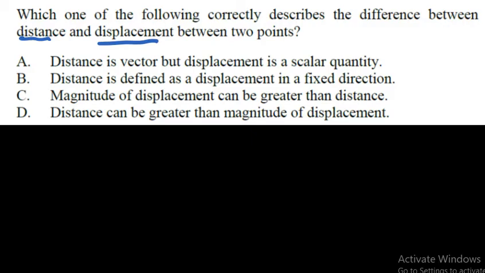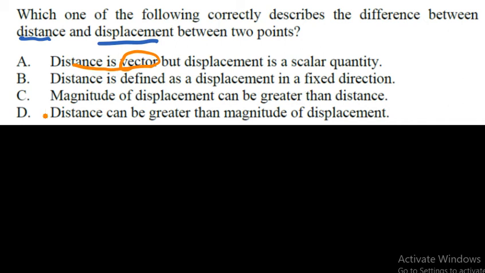So which one is the correct answer? Let us choose now. A, distance is vector, it says. No, the vector one is displacement, we said. B, distance is defined as displacement in a fixed direction. No, distance is the actual length only. But for displacement, we can say distance in a fixed direction. Okay, distance plus direction will give us displacement. But distance is not the same as displacement plus direction.